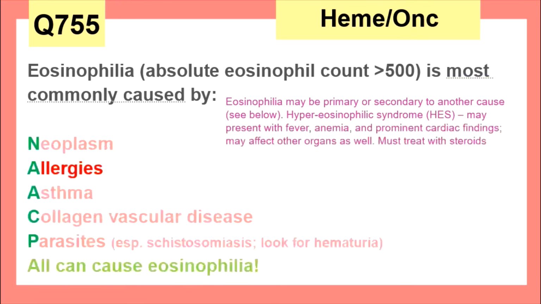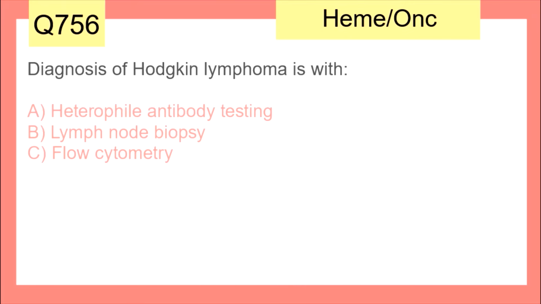Question 755, eosinophilia, where the eosinophil count is elevated, is most commonly caused by allergies. Allergies is the most common cause. All these can cause eosinophilia. NAACP, was I trying to make a mnemonic out of that? I don't remember, but all of these can cause eosinophilia, and you can take a look a little bit up there on top. All right, parasites, one of them would include schistosomiasis. We look for the hematuria.